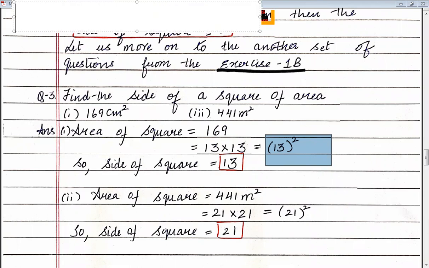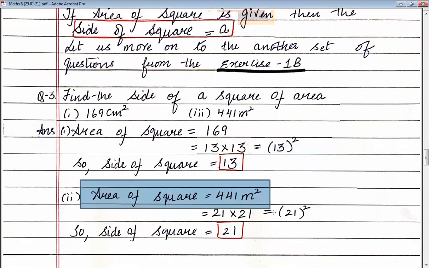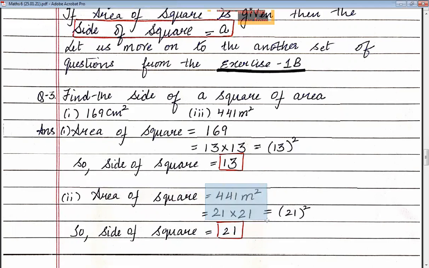Now, in that it is written that area of square is given as 441 meter square. Now children, think of a natural number which, multiplied by itself, gives 441. So just think of that number. When you multiply it with the same thing, you will get 441. So we have 21. 21 into 21 is 441.